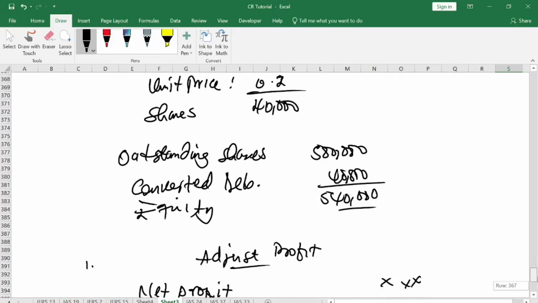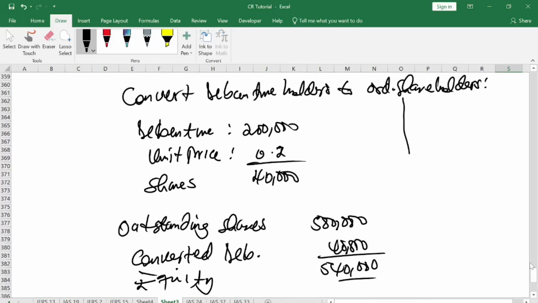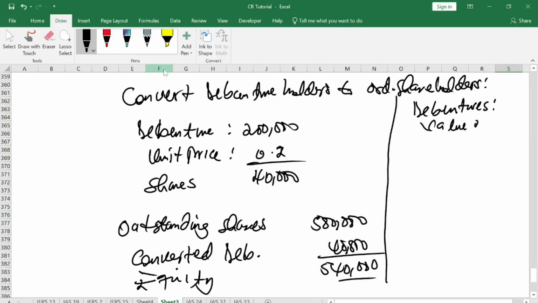So this is how it is. You have your debenture holders. The total value in debentures is 200,000, and the interest that the company will pay to the debenture holders is 10%. So every year the company will pay 200,000 times 10% to the debenture holders, and it will be 20,000.